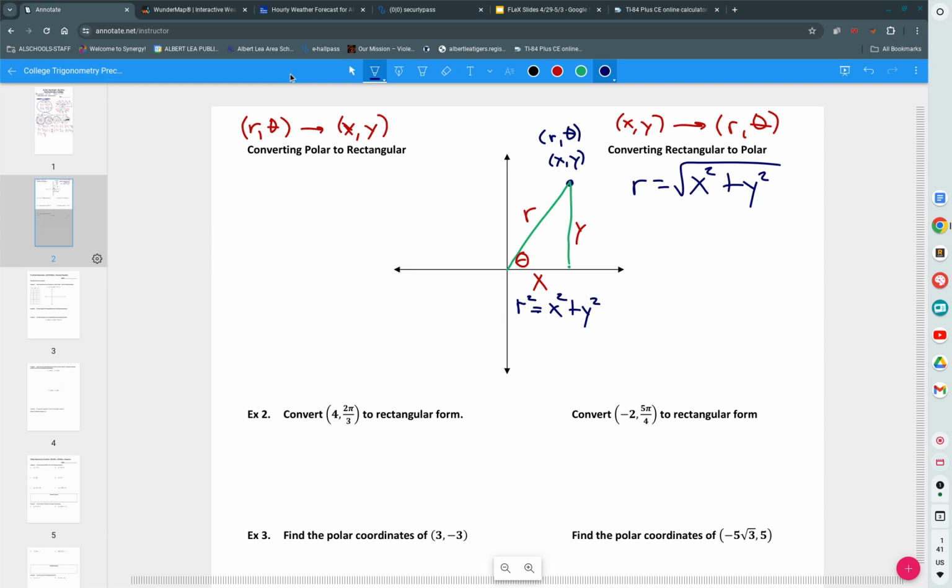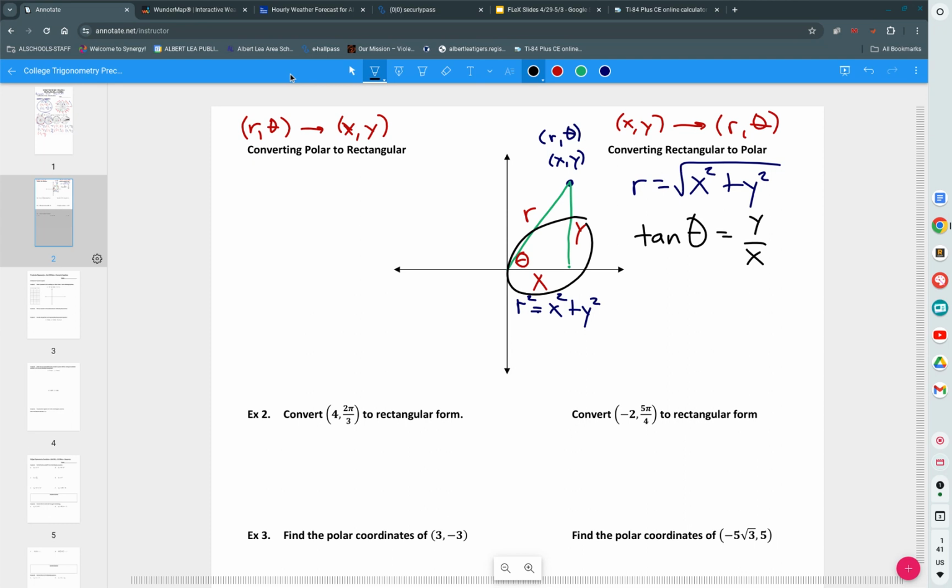Finally, I want to now use x and y and theta. What's something that relates x, y, and theta? Tangent. Namely, the tangent of theta is equal to y divided by x.